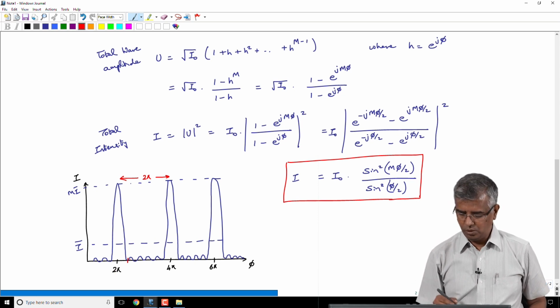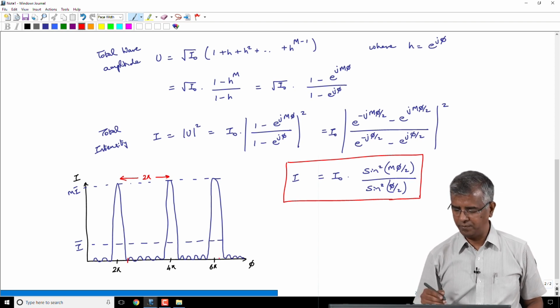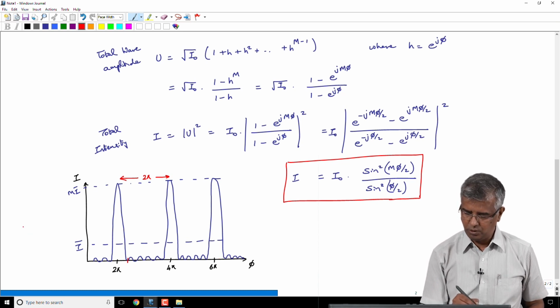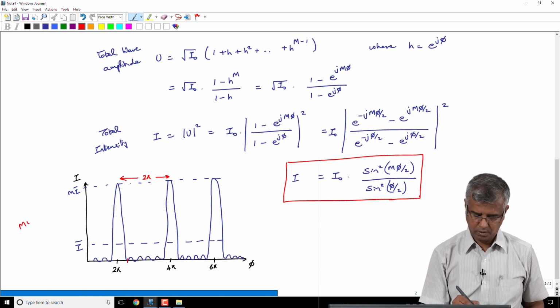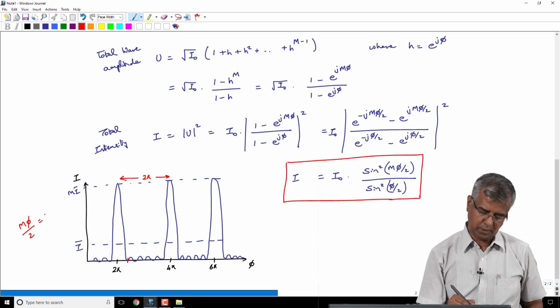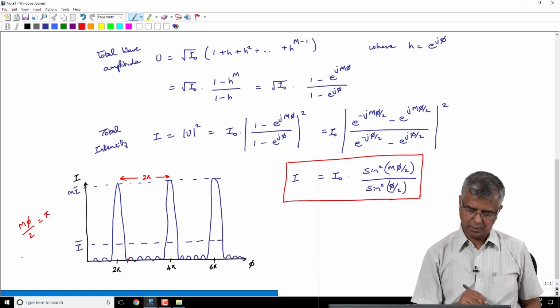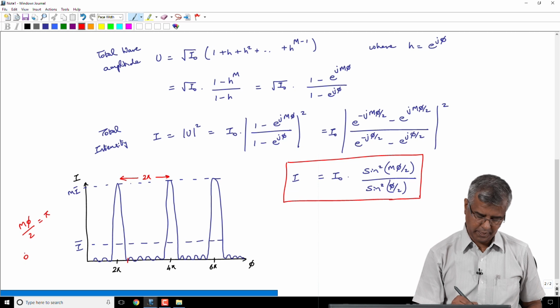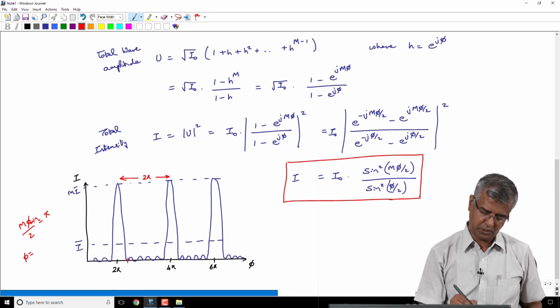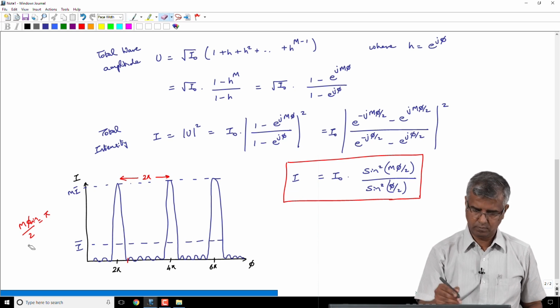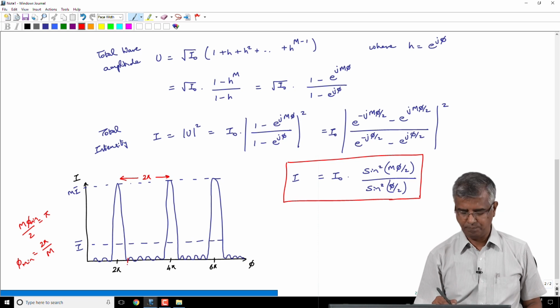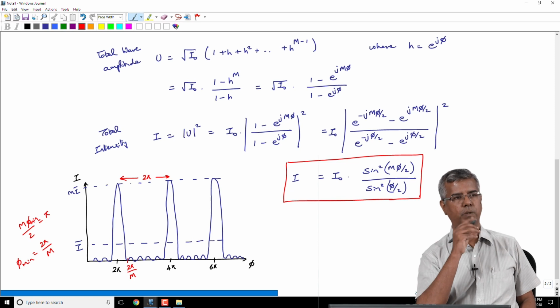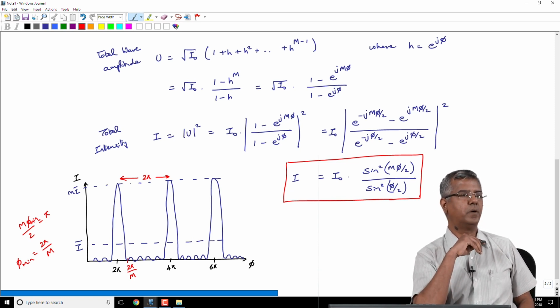So if you equate the total intensity to 0 and try to figure out the value of phi where this goes to 0, you will find that that happens when m phi by 2 equals pi. In other words, phi minimum would correspond to 2 pi over m. Okay, 2 pi over m is where that first minima happens.